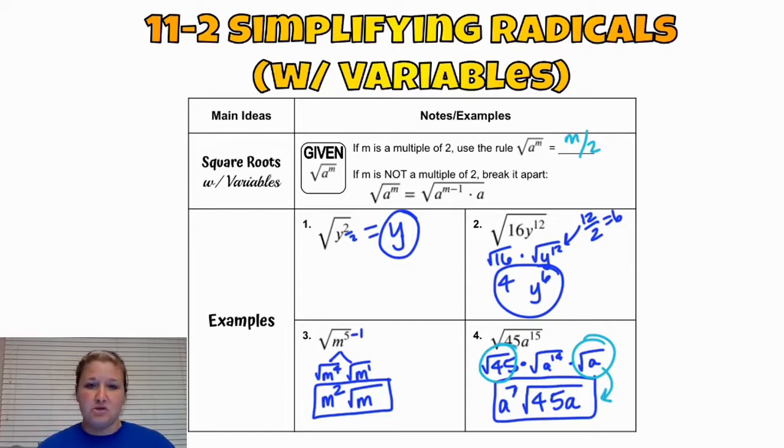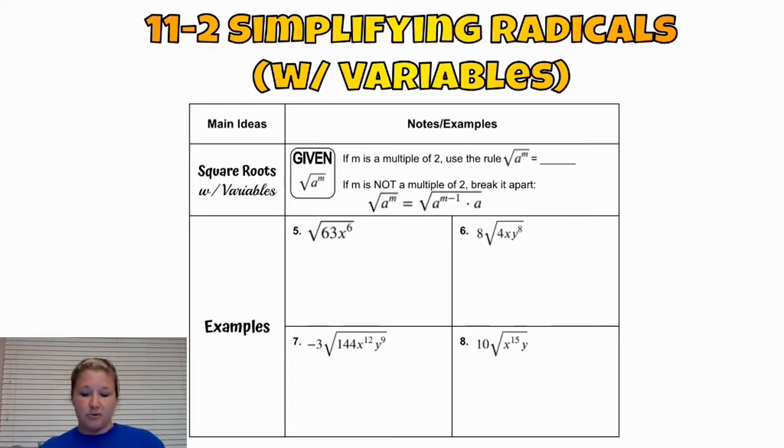I'll show you how you're going to put it in your skill check here in just a little bit at the end of these examples. I'm still using the same rule: I'm going to take m and divide it by 2. If the power is not a multiple of 2, so it's not even, if it's an odd number, I'm going to subtract 1 from it. So I'm going to have a to the m minus 1, which makes it even.